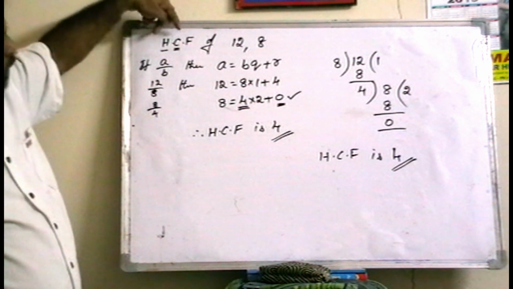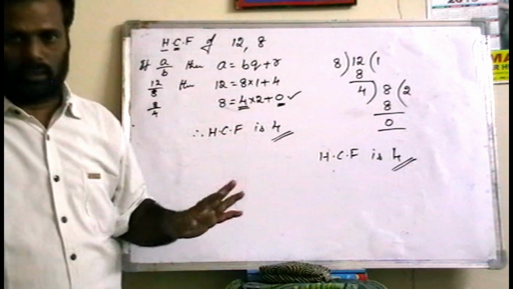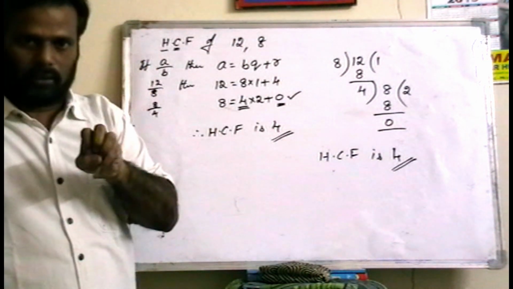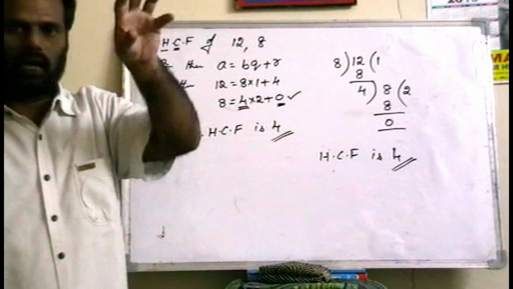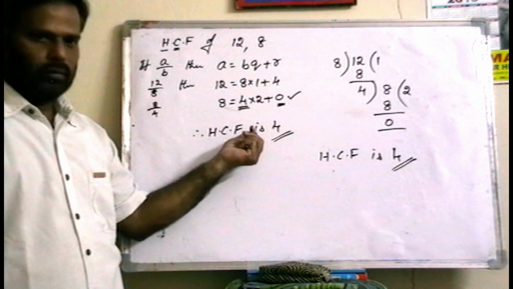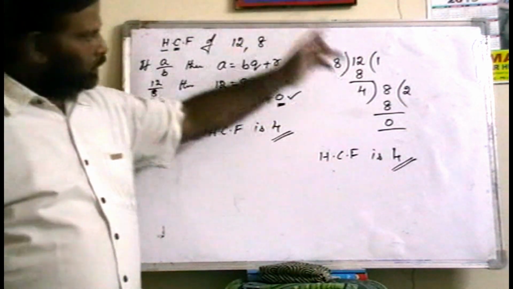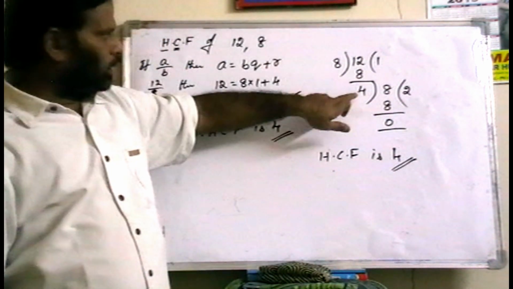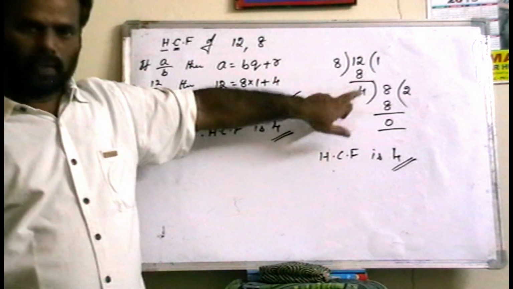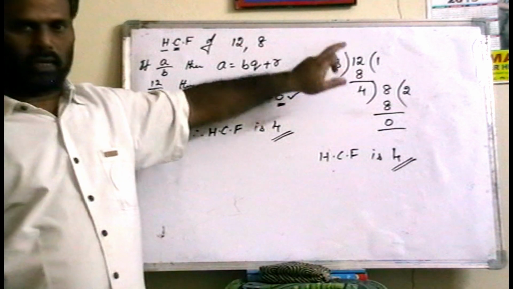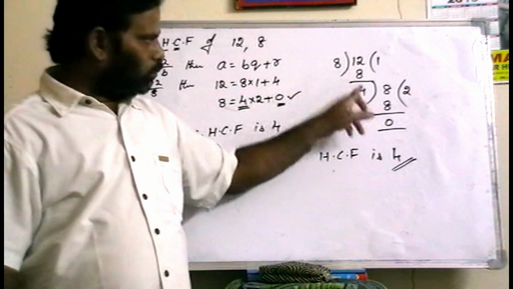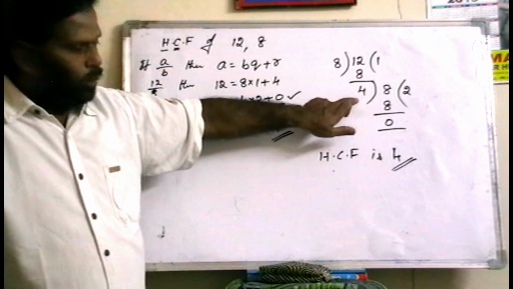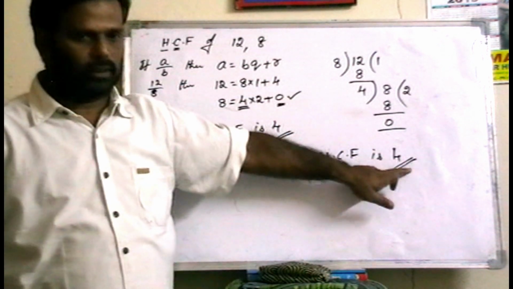Actually, for highest common factors, there are two methods. First, the general method: find all factors of 8 and all factors of 12, then select the common factors, and in those common factors, whatever the highest common factor is, that is the HCF. That is the basic method. But in the division method, the highest value is divided by the lowest value, 12 divided by 8, the remainder is 4, but the remainder is not equal to 0, then the previous divisor is divided by that remainder. So 8 is divided by 4, we get remainder 0. If the remainder is 0, whatever the divisor is there, that divisor is called the HCF.